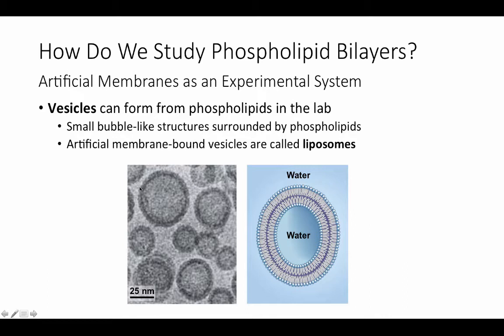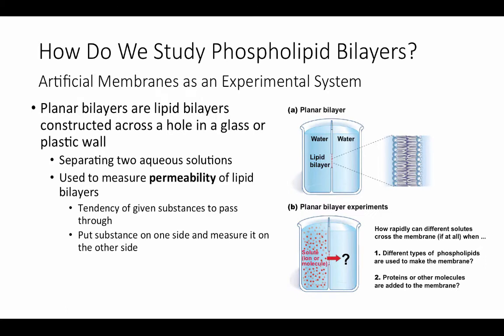And here's an electron micrograph image of these little artificial vesicles used to study phospholipid bilayers. But the other way we can structure these bilayers is in a plane attached to a hole in a glass or plastic wall. So what does this allow us to do? We can have two chambers in a container separated with this lipid bilayer, allowing passage if it's permeable to whatever you're adding to it.